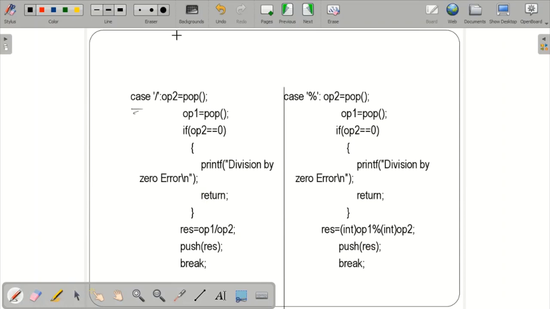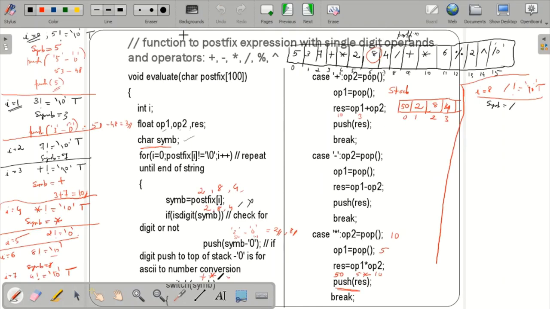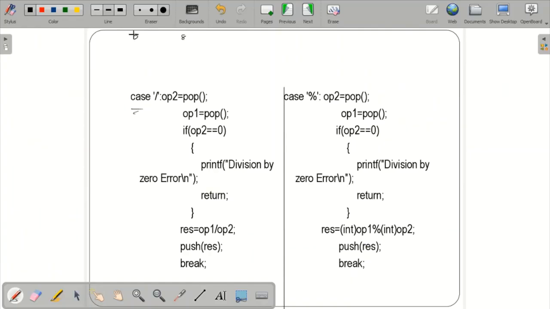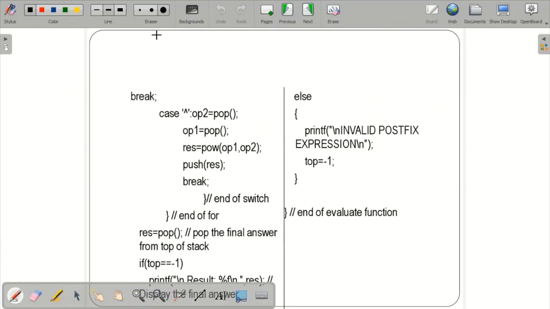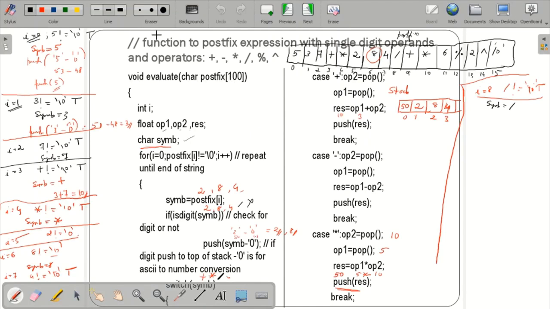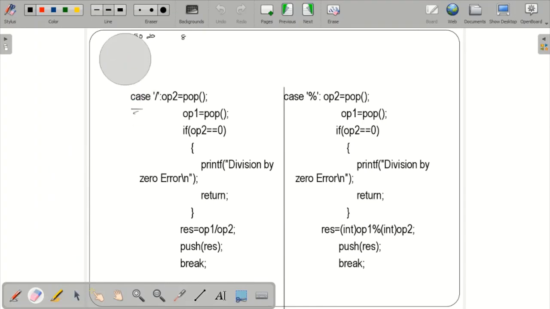In the stack I think you have 52, 8, 4. This is our stack, 5284. So over here, when we get a division, what we'll do is pop these 4 and 8 and then perform the division. You'll get it as 2, and then again we'll push it back into the stack.